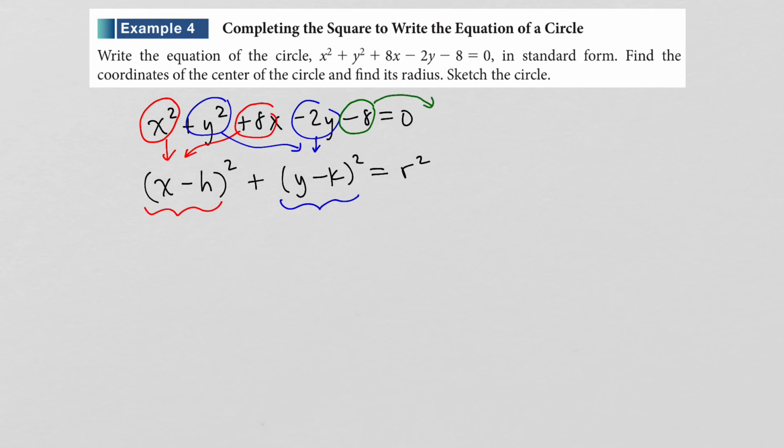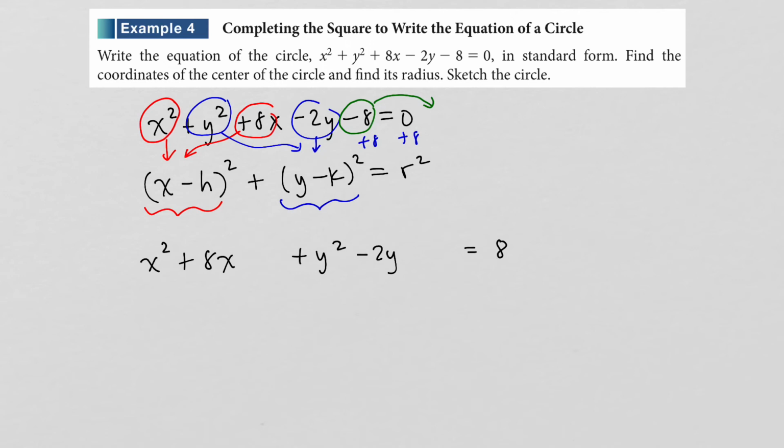So if we do those things, we will get x squared, and I'm going to bring this plus 8x over next to it. So plus 8x. I'm going to leave a little space there. And then we have plus y squared. And then we're going to bring that negative 2y next to the y squared. So that's negative 2y. Leave another little space. And then to get the 8 to the other side of the equation, we have to add 8 to both sides. So this is going to be equal to 8.